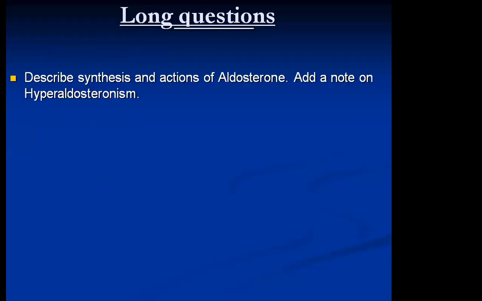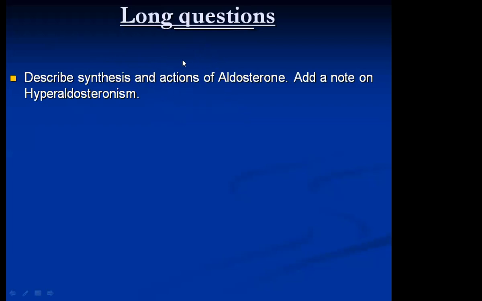Long questions. Maybe describe synthesis and actions of aldosterone. Add a note on hyperaldosteronism. So you have to map out the entire chart of synthesis of aldosterone. No need to write the chemical structure. Just remember the products. If you can remember the various enzymes in between, well and good. If you don't remember, it doesn't matter. You should be able to remember the previous products that lead to the formation of aldosterone.